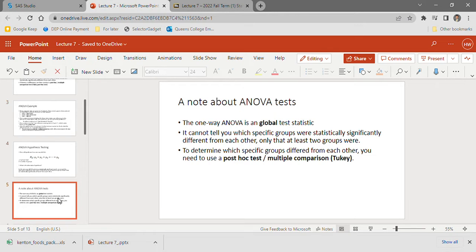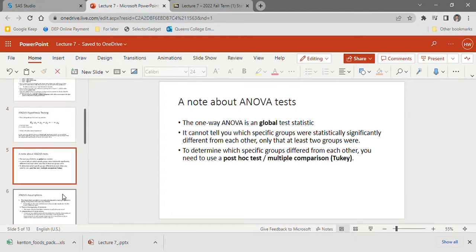Now, to determine which specific groups differ from each other, you'll need to use a post hoc test. Multiple comparisons, a Tukey test. Okay, and like I said before, today's code is really straightforward and really simple, so it's really just going through and reading through and understanding the analysis.